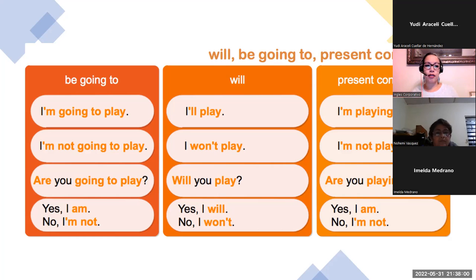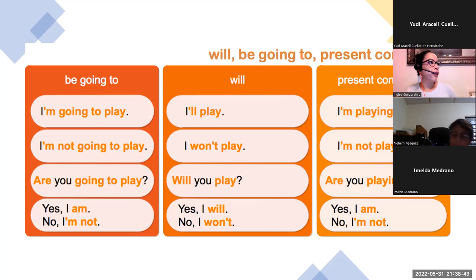Be going to, la estructura, recuerden, siempre va a ser el auxiliar, el verbo be, is, are. Luego la palabra going to, y luego inmediatamente después de going to, el verbo, la acción, qué es lo que vamos a hacer. Y ese verbo no va a ir modificado, no va a llevar ing, ni s, ni ed, va a ir en forma simple. Tenemos un ejemplo de oración afirmativa, I'm going to play. Aquí podemos ver la estructura, verbo be más going to, más el verbo play.